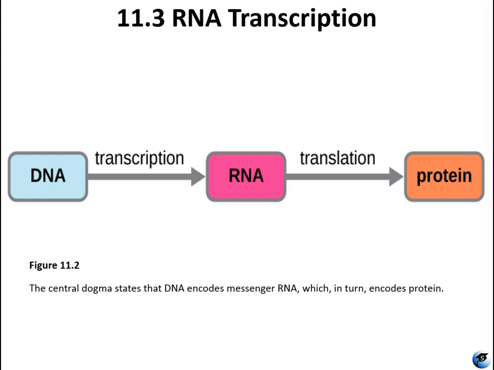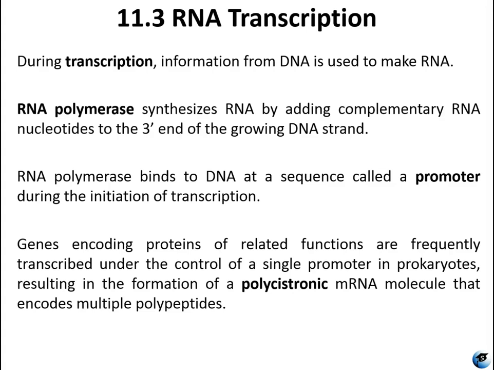So let's talk about transcription. In transcription, the genetic information from the DNA is used to make RNA. RNA polymerase synthesizes RNA, kind of similarly to how DNA makes DNA, but by adding complementary RNA nucleotides to the 3' end of a DNA strand. RNA is using DNA as a template for making more RNA. It binds to the DNA at a sequence called a promoter during the initiation of transcription.